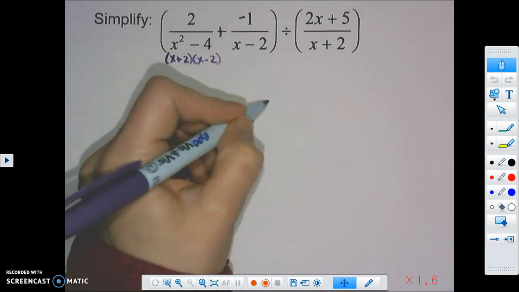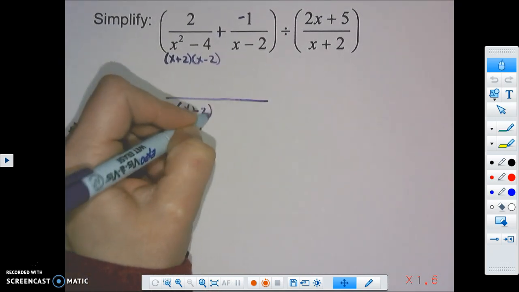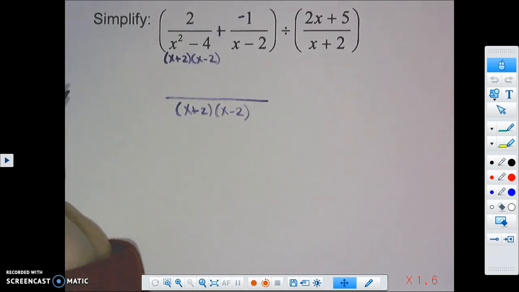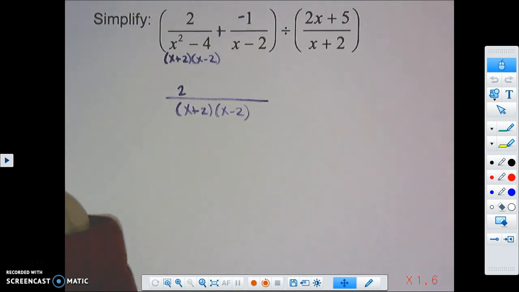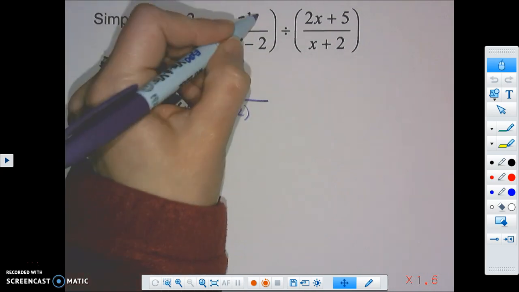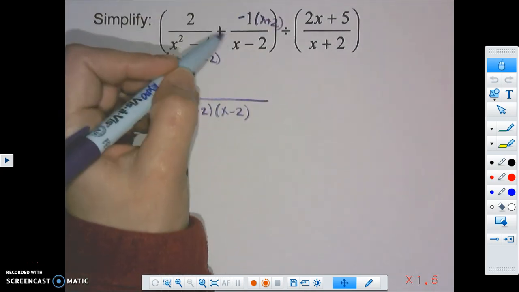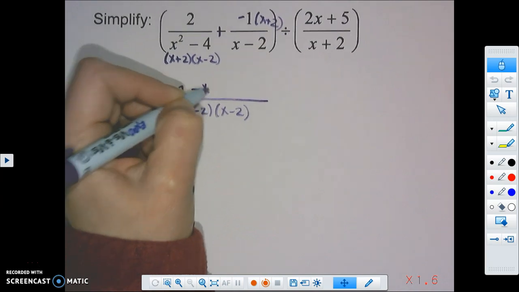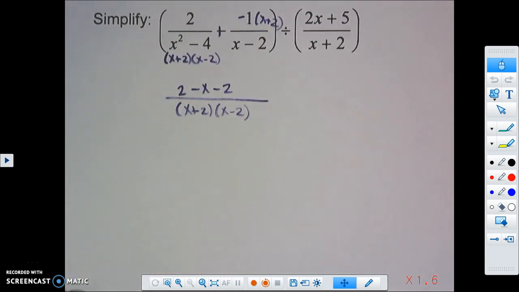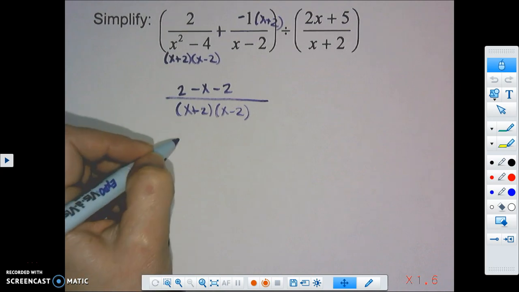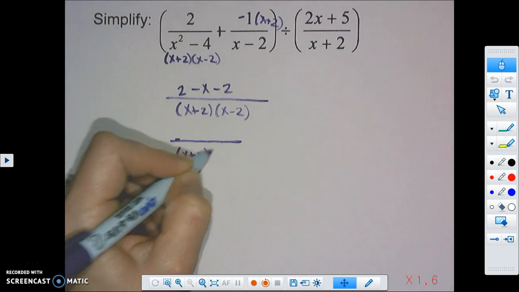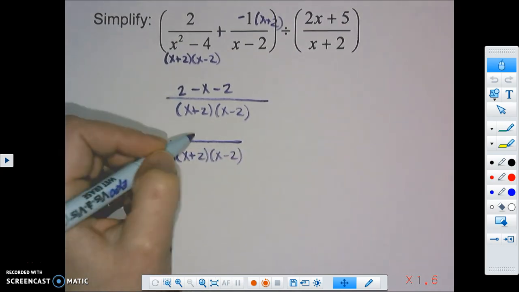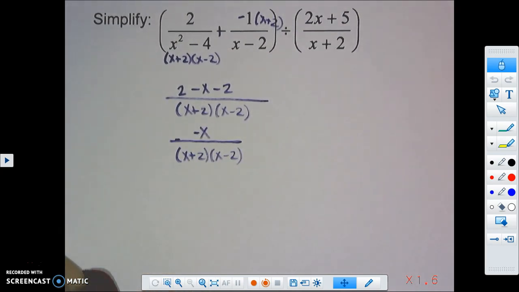Now, the common denominator would be x plus 2, x minus 2. And the first fraction has everything that it needs, so that's just going to carry along the 2. The second fraction is missing the x plus 2. You have to be careful. This is where we're distributing that negative 1 in. So that's negative x minus 2. Cleaning all of that up, we have, let's just put our fraction bar here, x plus 2 times x minus 2, and that just gives us negative x in the top.